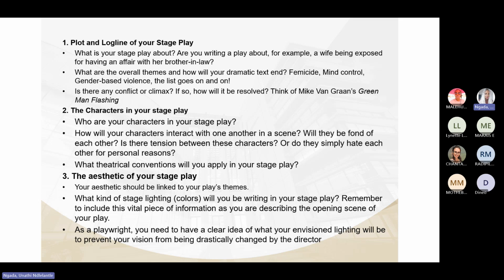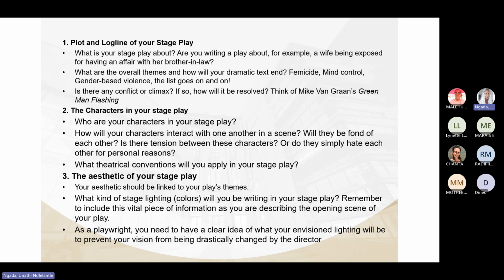And what are the theatrical conventions that you're going to apply in your stage play? So are you going to make use of monologues? Are you going to incorporate use of monologue in your play? Are you going to make use of a soliloquy? Are your characters going to be performing a soliloquy here and there? Are the actors in your play going to be performing more than one? So that is what I mean by theatrical conventions.